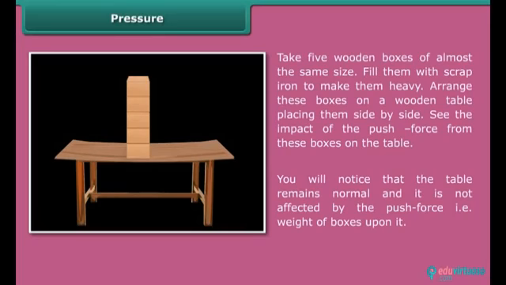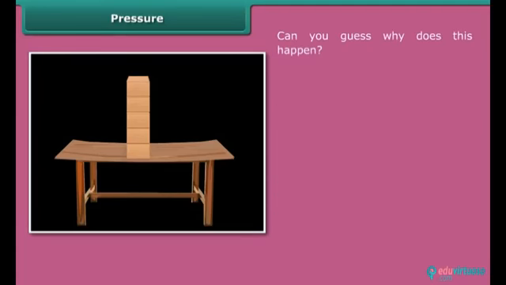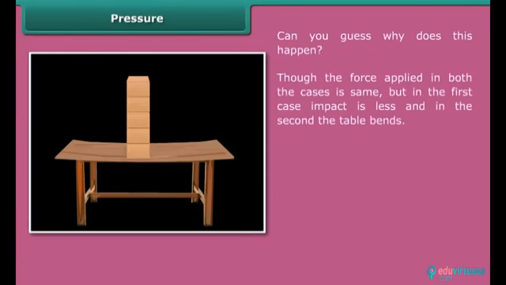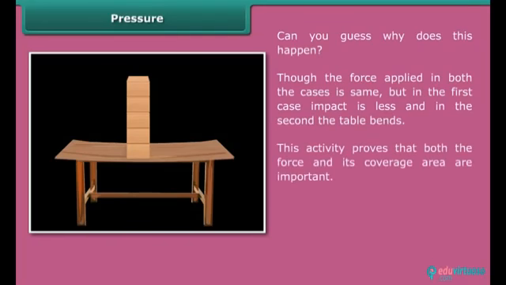In this arrangement, the table either bends or breaks under the weight of boxes. Can you guess why this happens? Though the force applied in both the cases is the same, in the first case, impact is less, and in the second, the table bends. This activity proves that both the force and its coverage area are important.